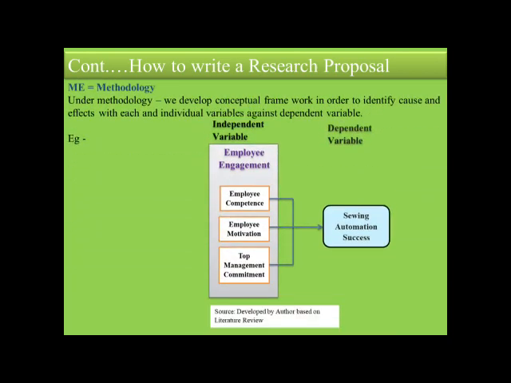Further moving on to methodology, we need to develop a conceptual framework in order to identify the causal effect. In this example, you can see the dependent variable swing automation success and the independent variable employee engagement. Similarly, it is further categorized into employee competency, employee motivation, top management commitment. Likewise, we need to develop a conceptual framework to identify the cause and effect against each of the variables.